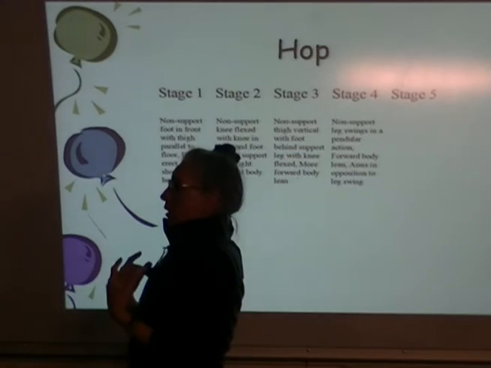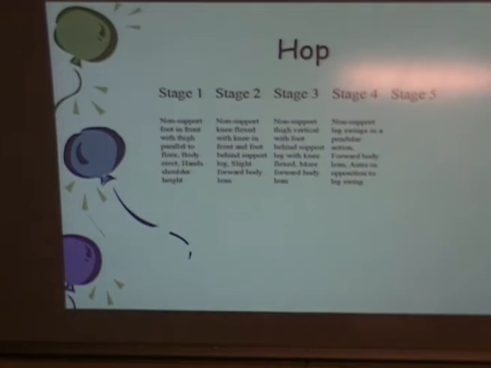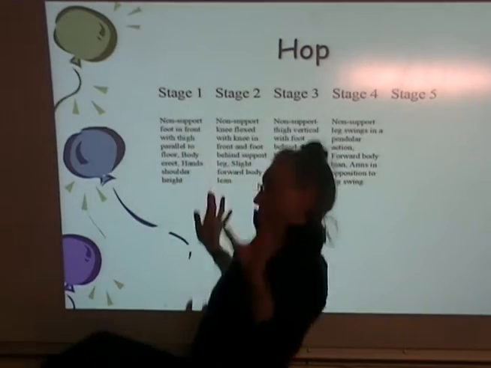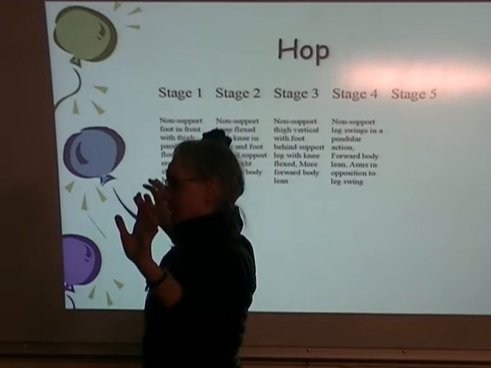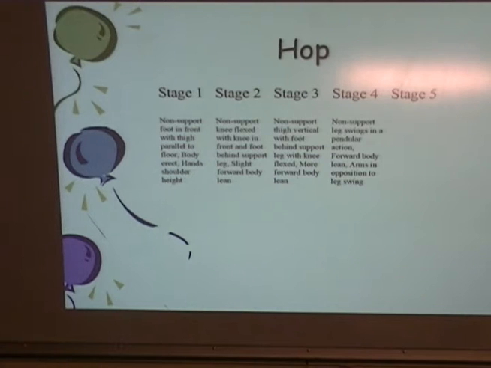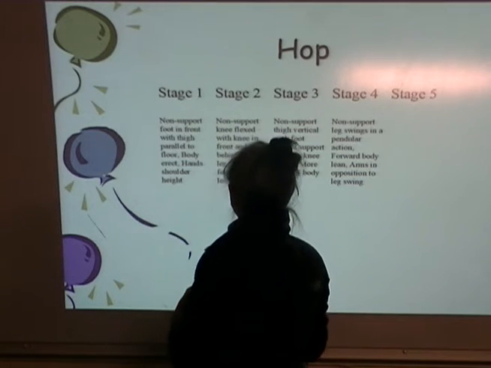So, if I want to move forwards, I have to lean forwards, right? So I can't do that with my leg up here. But once I get to stage 2 and my leg has dropped down a bit, now I can lean forwards and move forwards a little bit. Okay?